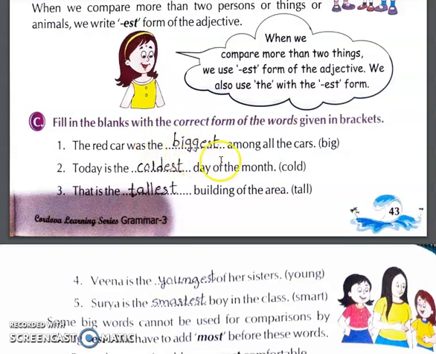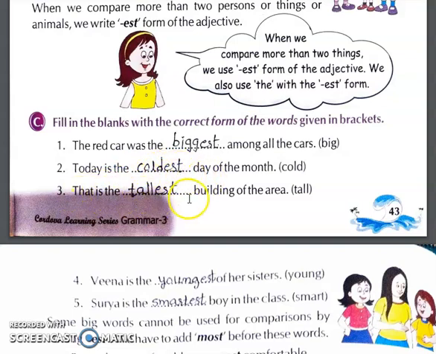Okay. And there is no comparison among only two cars. Among all the cars means सिर्फ दो कार की comparison नहीं है, बहुत सारी कार है, तो उसके लिए हमें लिखना है the biggest. Then today is the dash day of the month and the word is cold. So the coldest day of the month.